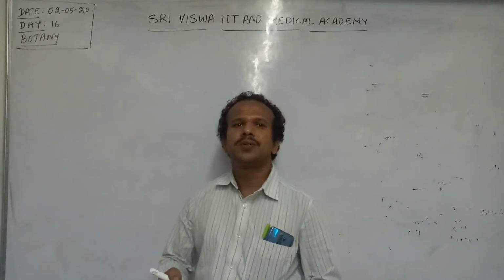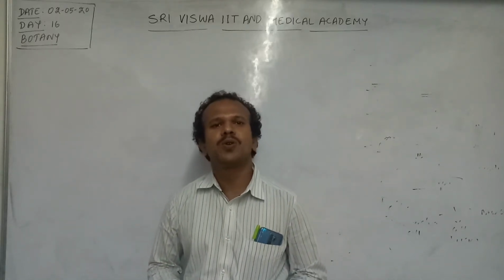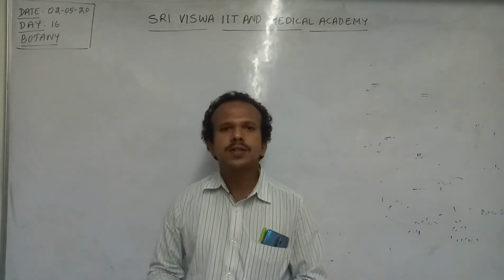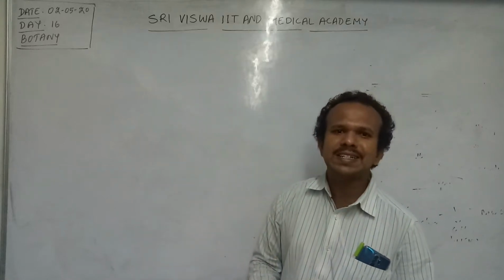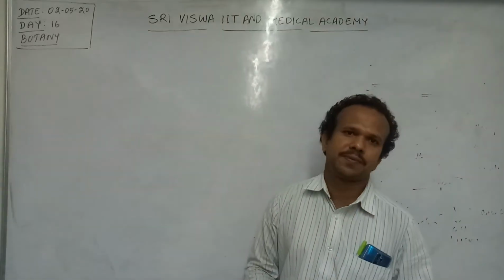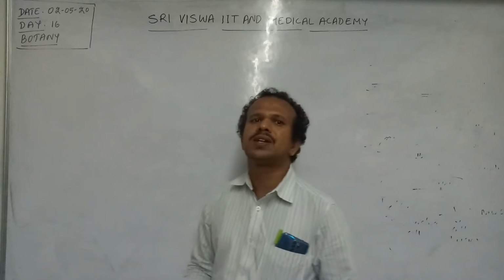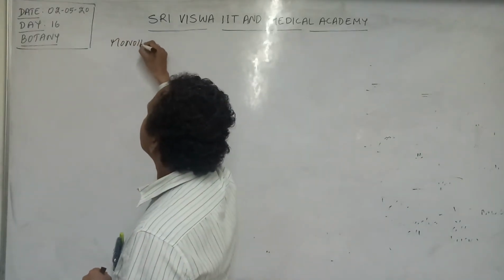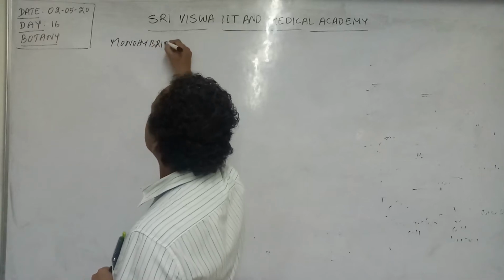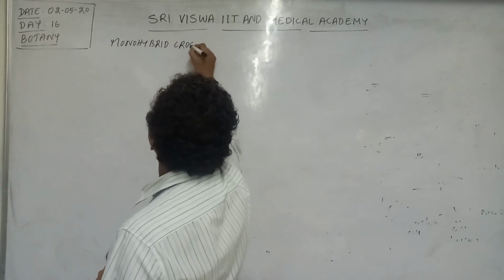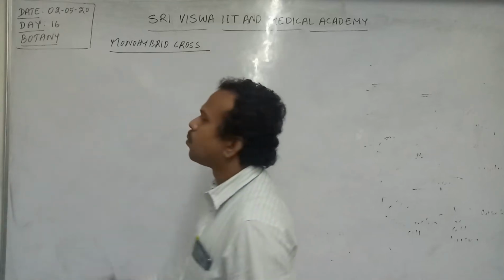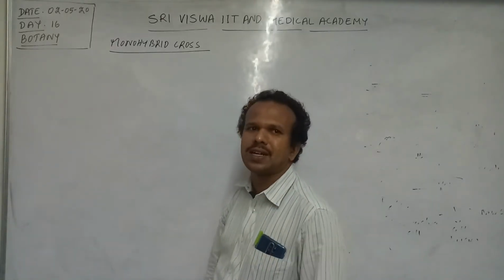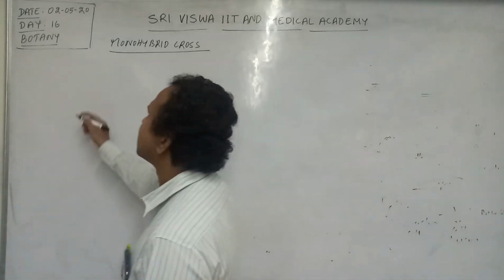Today we are going to continue monohybrid cross. What is monohybrid cross? This is the cross made between two parents differing in a single trait, with reference to one trait. So monohybrid cross is the cross made between two parents differing in single trait or one pair of contrasting characters.